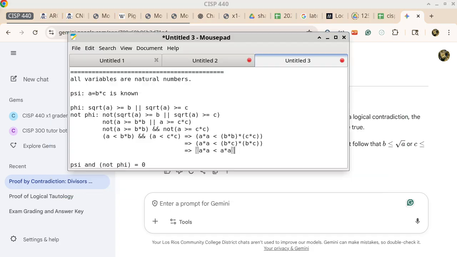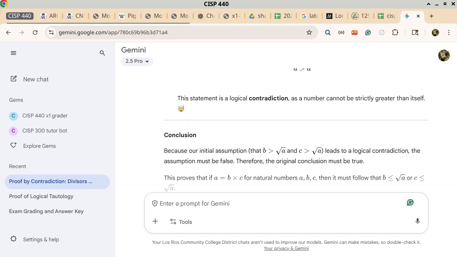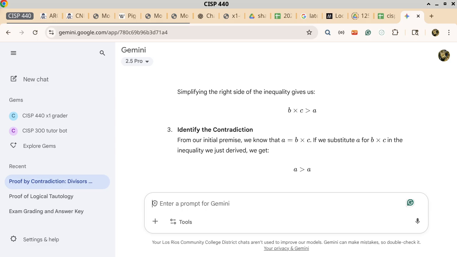Okay, so let's go back to the mouse pad here. So this is known, this is told, you are told about this, okay? So the idea is if psi is true, then we want to conclude that this also has to be true. So what we see in Gemini is really the same thing. It basically arrived at the same conclusion that the contradiction leads to, well, let me take it back. The negation of the theorem leads to A is greater than A.